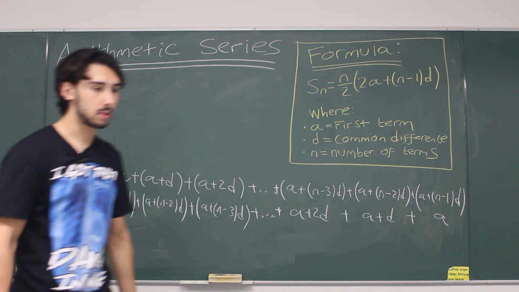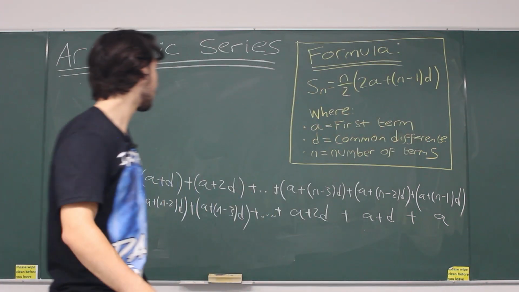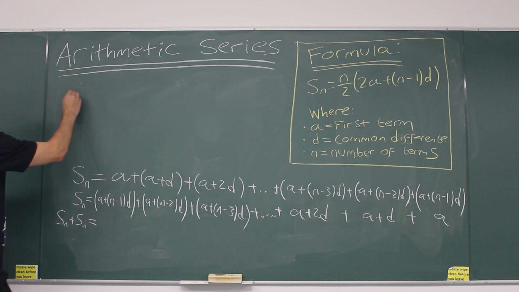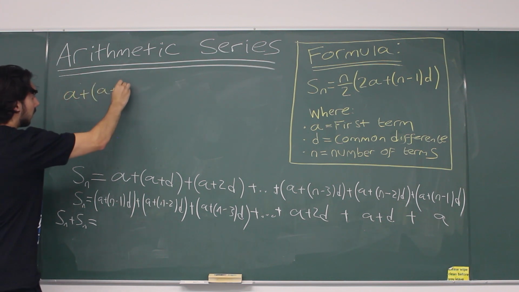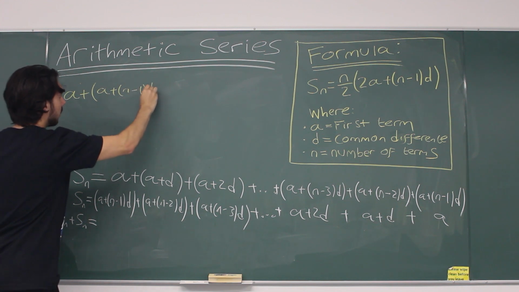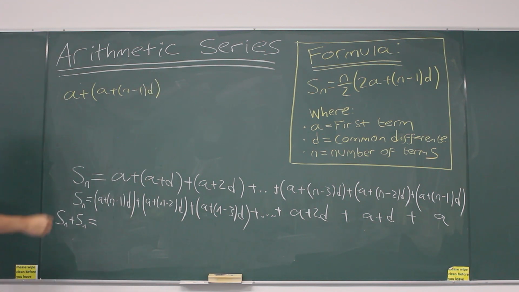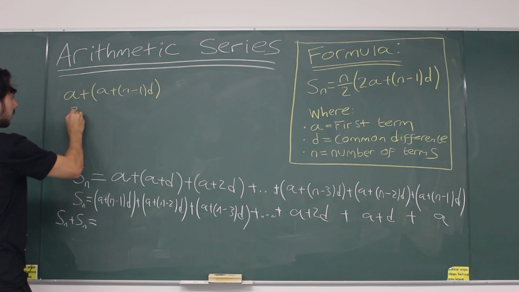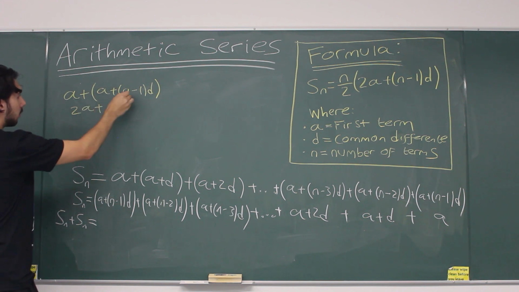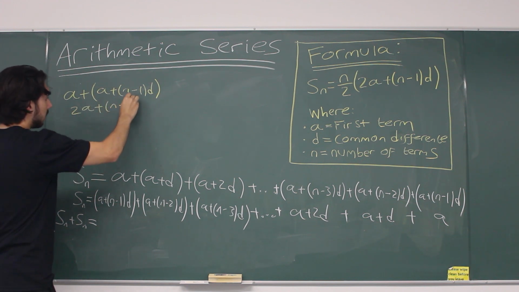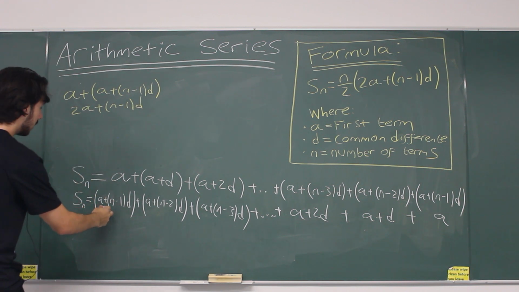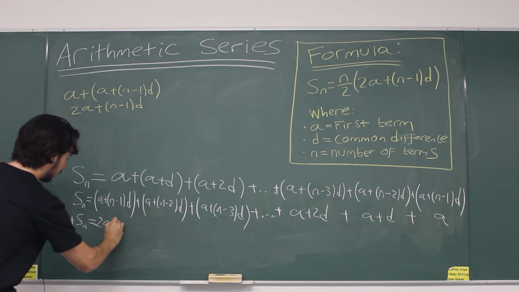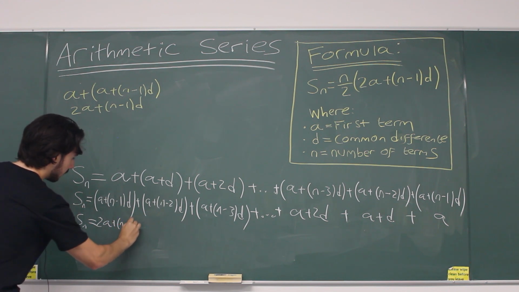So I'm actually going to do it just up here, just so you can see exactly what happens, and you can see I'm not cheating you. So I want to show you what a plus a plus (n minus 1)d is. Okay, what is that? Well, a plus a is 2a. So we have 2a plus (n minus 1)d. So that's the sum of the first and the last term.